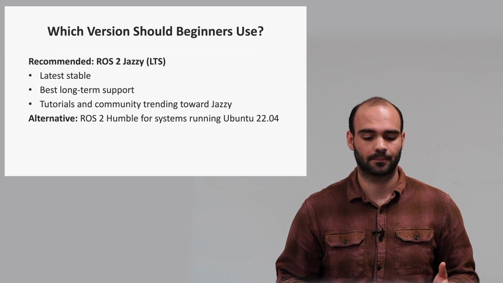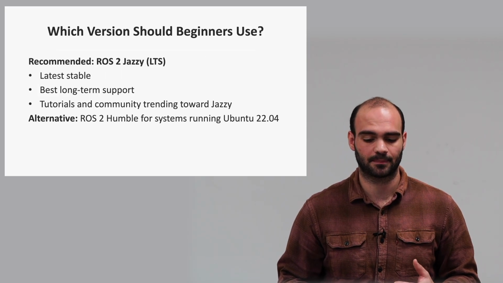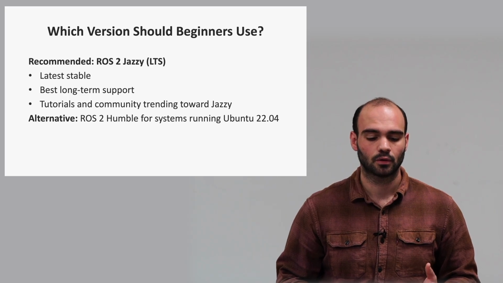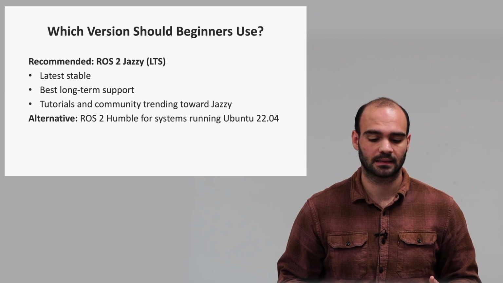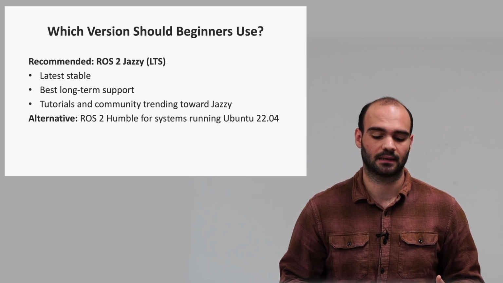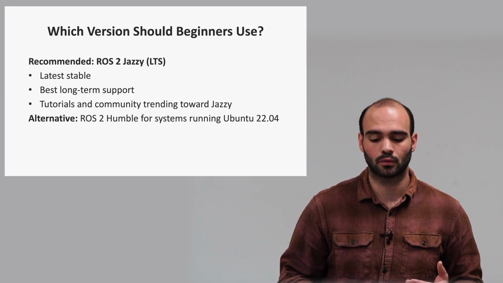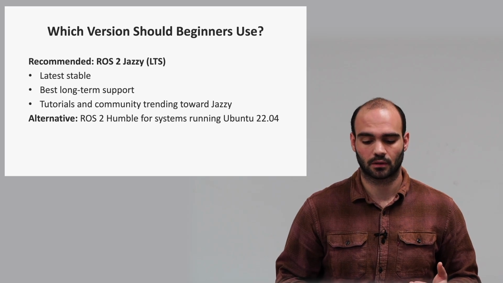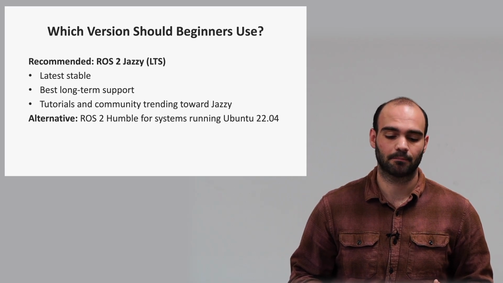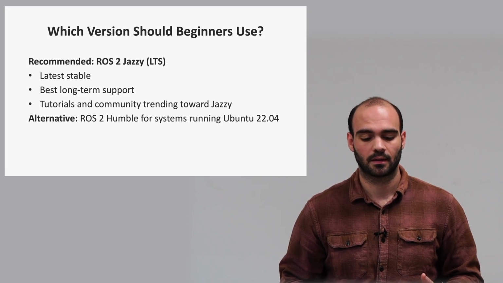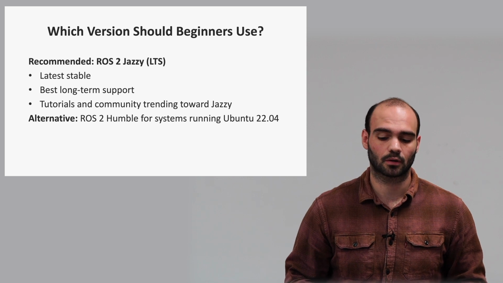If you are starting ROS today, I recommend using ROS 2 Jazzy, especially if you are running Ubuntu 24.04. It's the newest long-term release, and it will stay supported for several years. If you are on Ubuntu 22.04, then ROS 2 Humble is still an excellent option. Choosing the latest LTS means you get the most reliable software, the most tutorials, and the most community support.